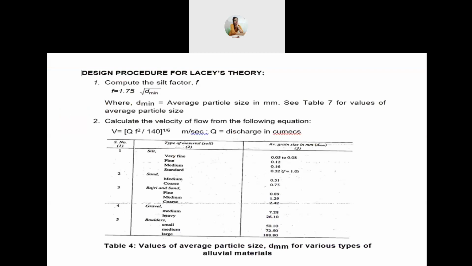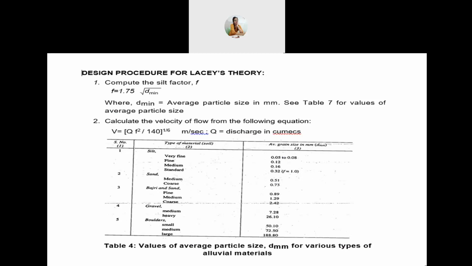First, design procedure for Lacey's theory. The first step is that we have to compute the silt factor f, that is f is equal to 1.75 root over d suffix minimum, where d suffix minimum is the average particle size in mm. Next, step number 2 is calculating the velocity of flow from the following equation, which is v is equal to (Qf square divided by 140) whole to the power 1 by 6 meter per second, where Q is discharge in Q max.